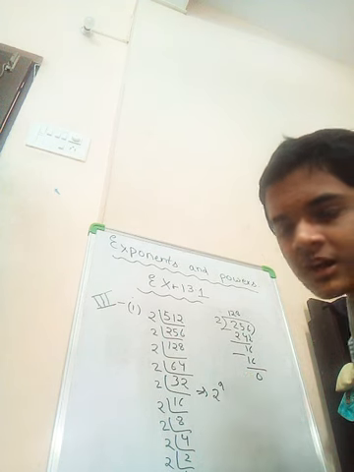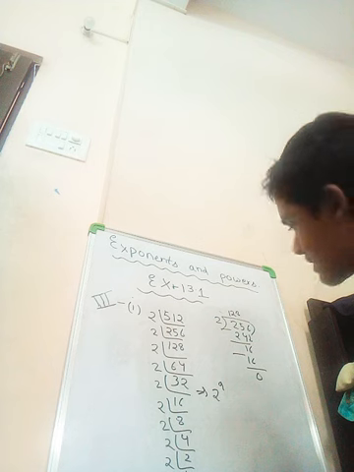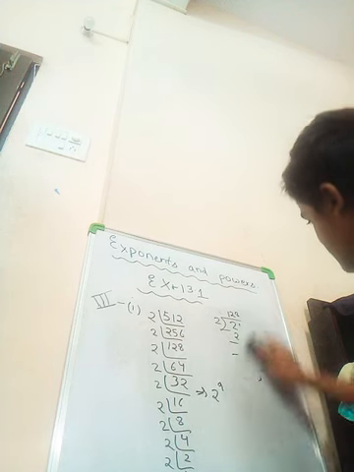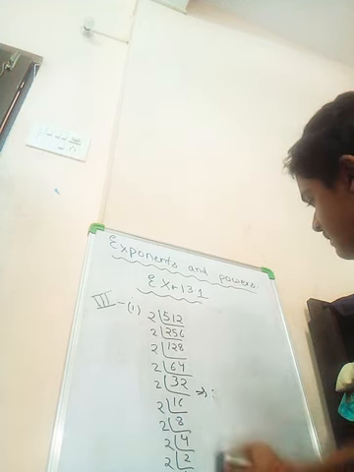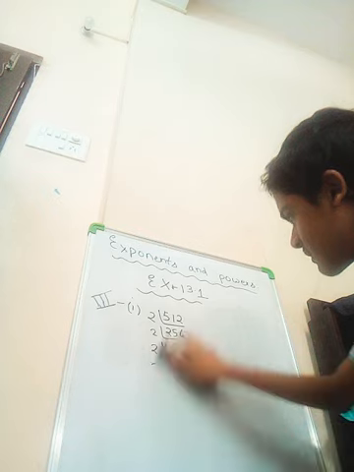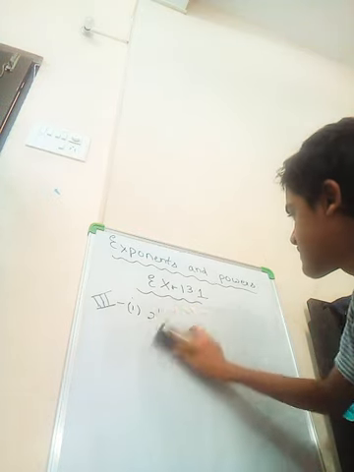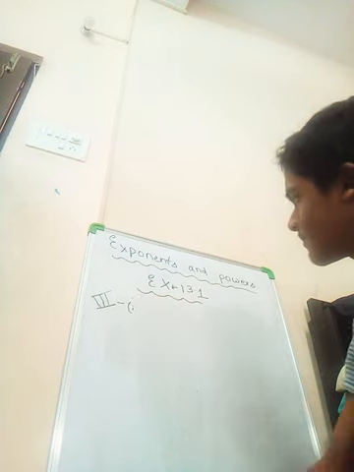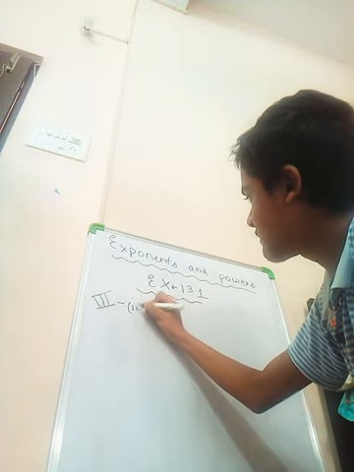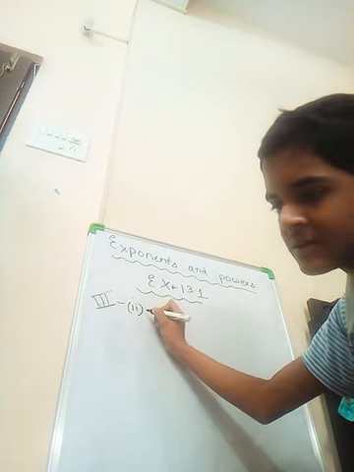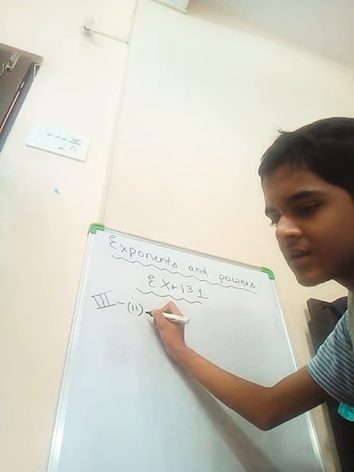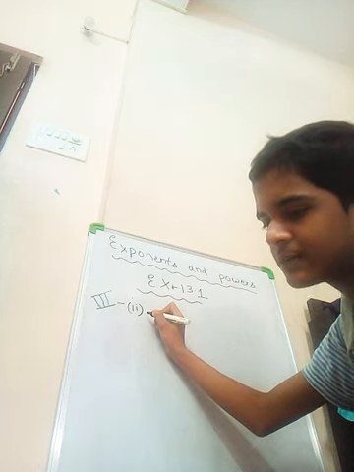So hope it's clear, guys. Now we will go for the second question. Shall we go for the second question? Let's go. In the second question he is asking to convert 343 into an exponential form.